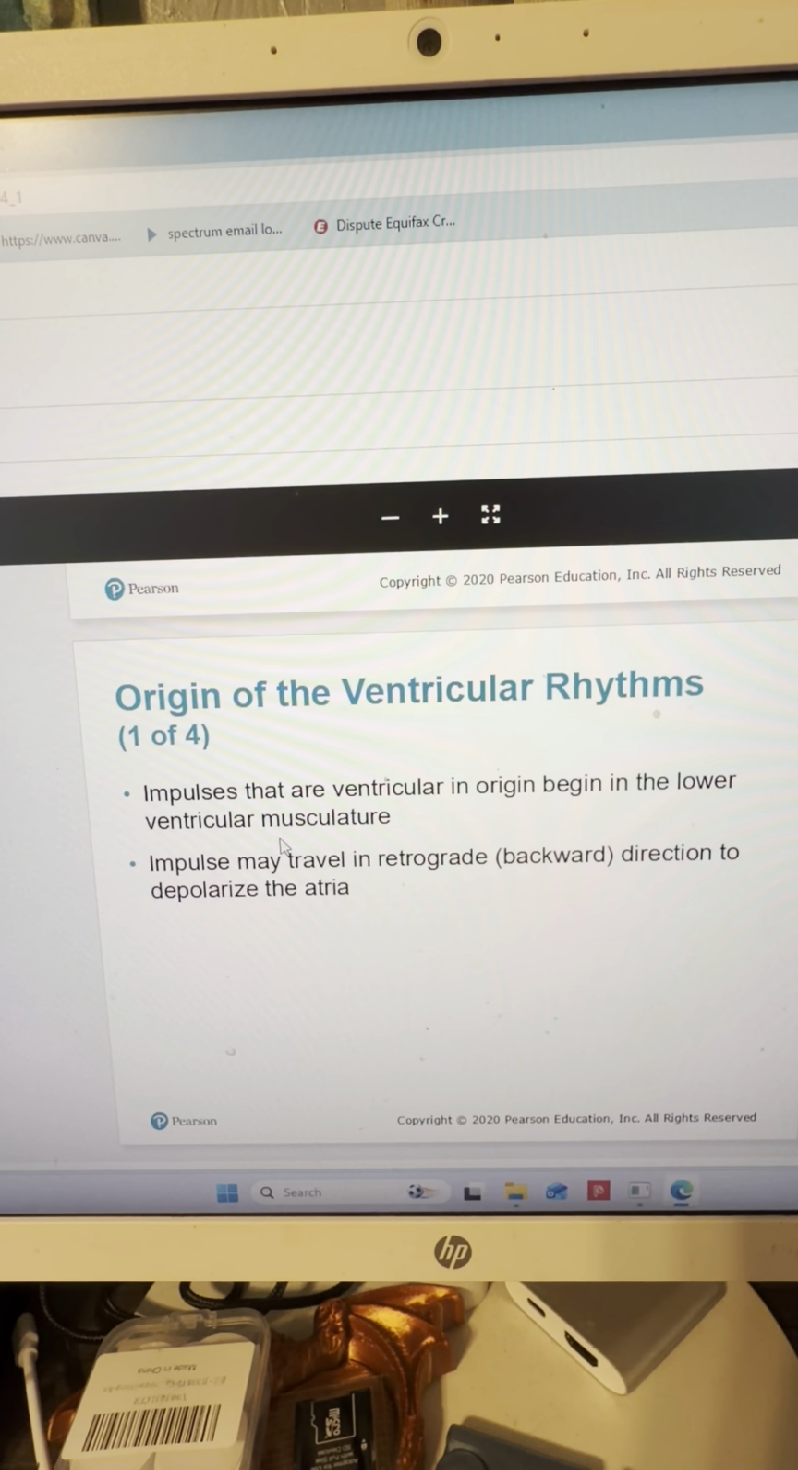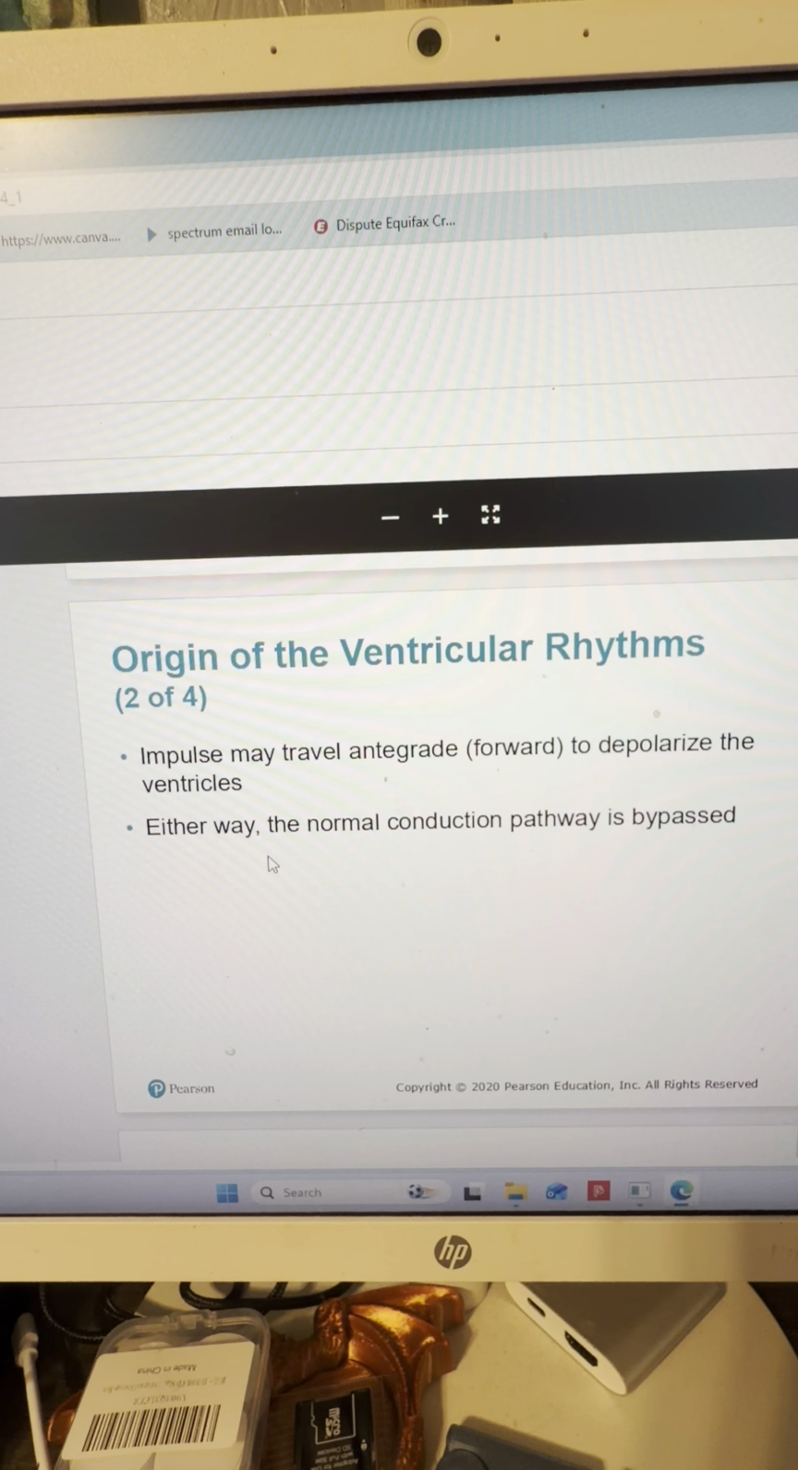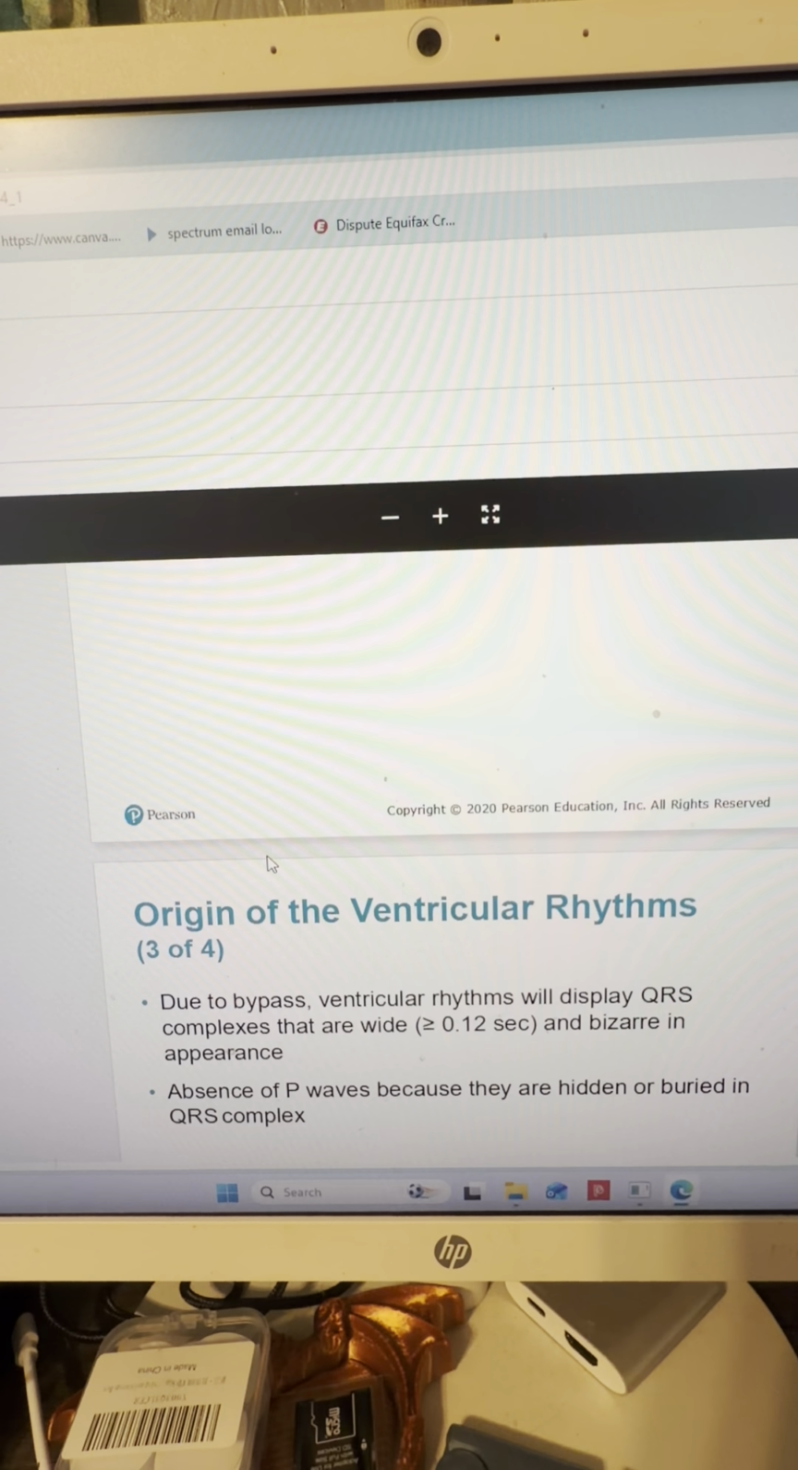Ventricular rhythms always originate in the ventricular musculature, and they can travel backwards, so you may have all kinds of wide, bizarre deflections from your isoelectric line. However these impulses travel, it's not normal.